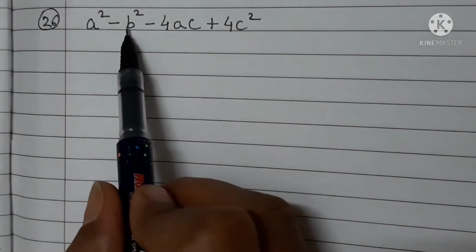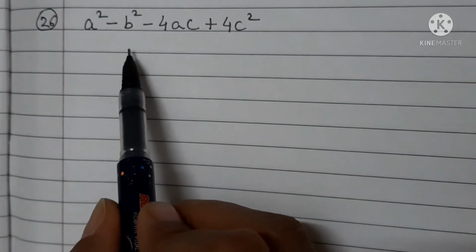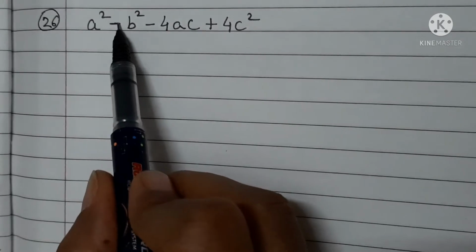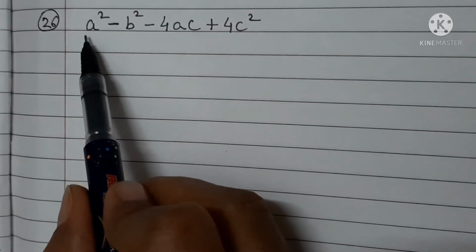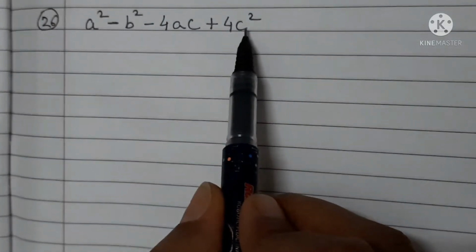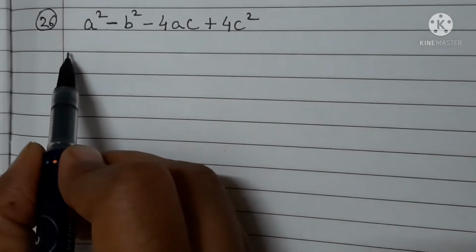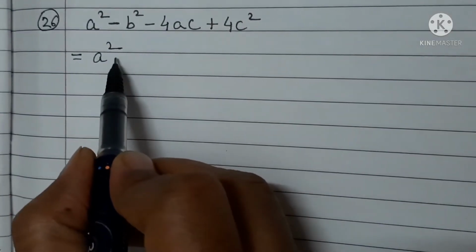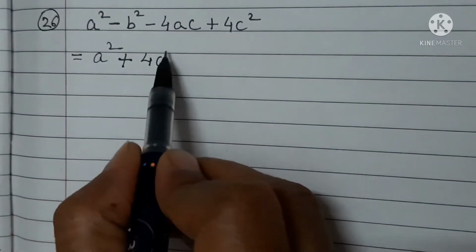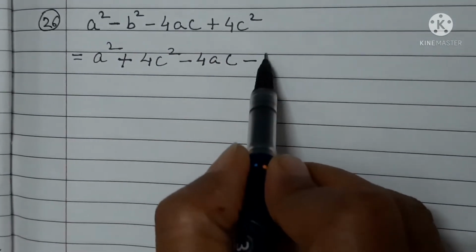Here you are looking at some squares and minus also, so we are using the difference of squares, but how to make the squares having a difference. So see all the terms carefully. This is a square, this is 4ac, and here 4c square. So taking these three terms together, we can write first 4c square minus 4ac minus b square.